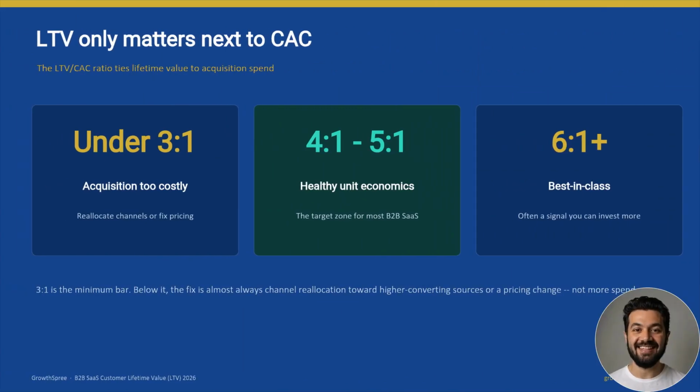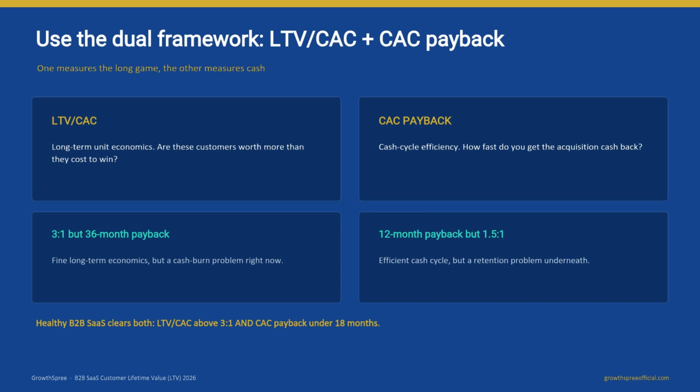Here's the thing, LTV alone isn't actionable. You need it next to CAC. Under 3 to 1, acquisition is too expensive. Reallocate channels or fix pricing. 4 to 1 to 5 to 1 is the healthy zone. 6 to 1 or better is best in class, and often a signal you can afford to invest more.